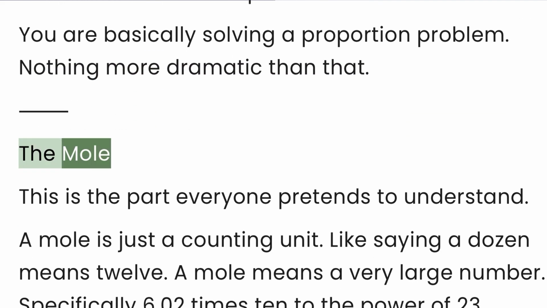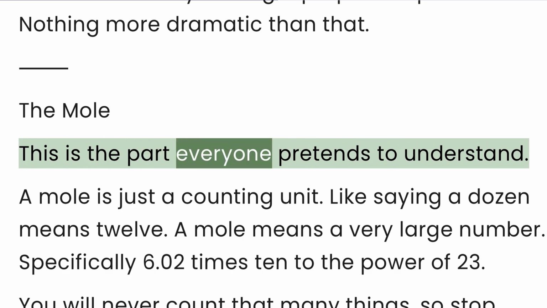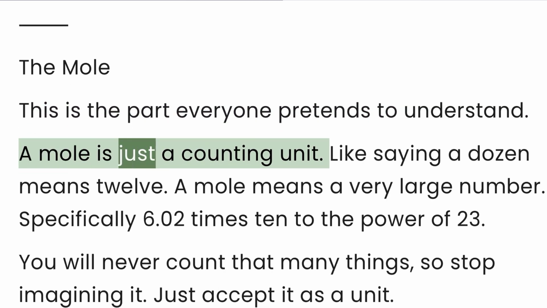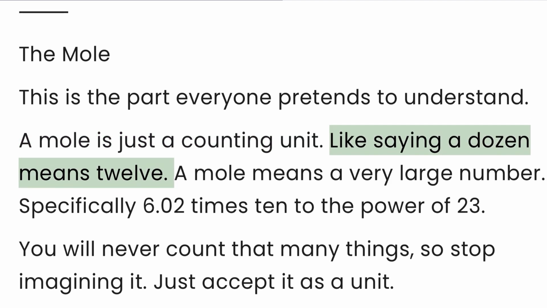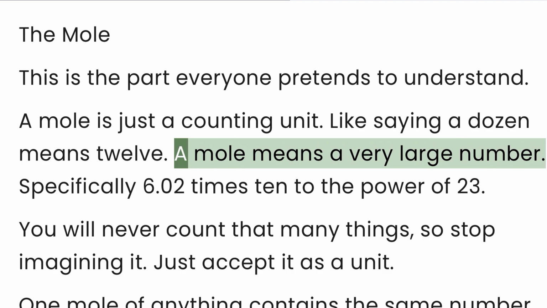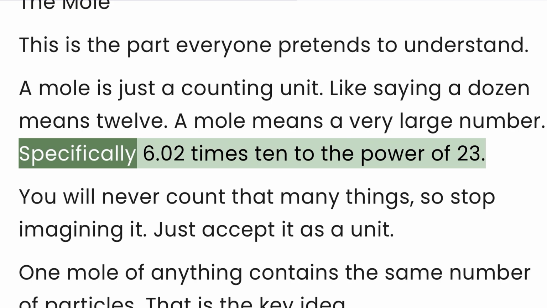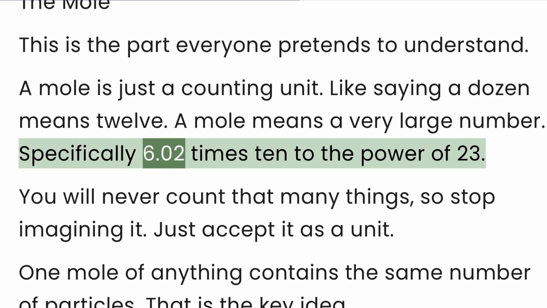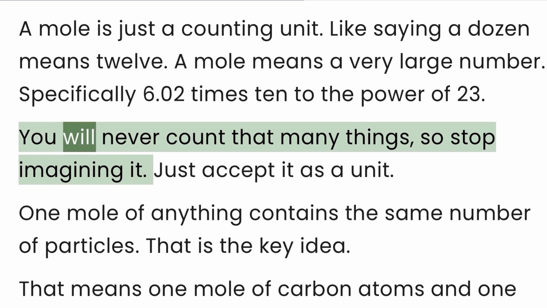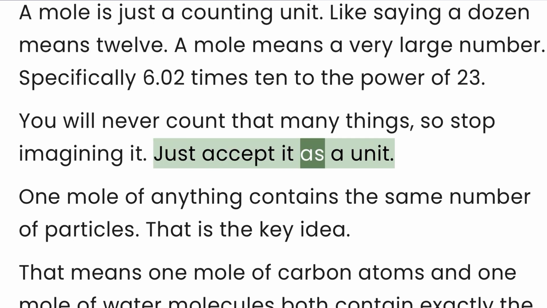The mole. This is the part everyone pretends to understand. A mole is just a counting unit. Like saying a dozen means 12. A mole means a very large number. Specifically, 6.02 times 10 to the power of 23. You will never count that many things, so stop imagining it. Just accept it as a unit.